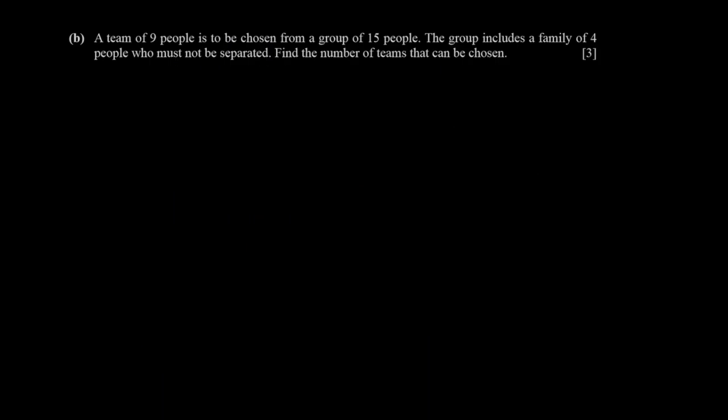Okay, then part B of our permutations combinations question. A team of 9 people is to be chosen from a group of 15 people. The group includes a family of 4 people who must not be separated. Find the number of teams that can be chosen.